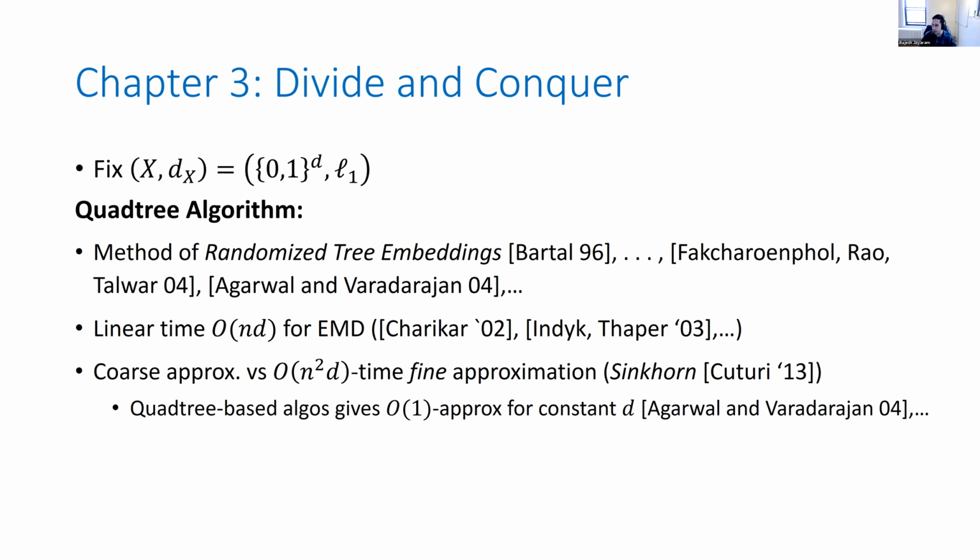One other thing I need to mention is that if you aren't working in high dimensions, if you're working in, say, the plane or a constant number of dimensions, there are results which give very good approximations, say constant approximations, using quadtree-based algorithms. So the key here is that we're studying the high-dimensional regime, where so far as we know, we're not able to get constant approximations for Earth mover distance with these types of approaches.